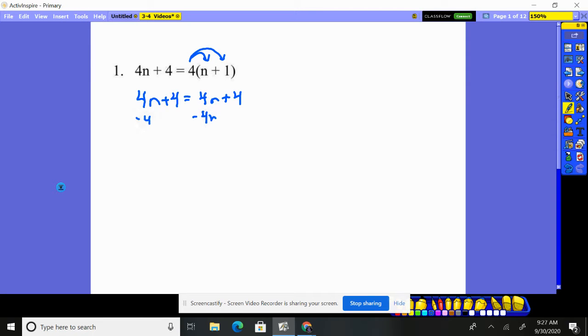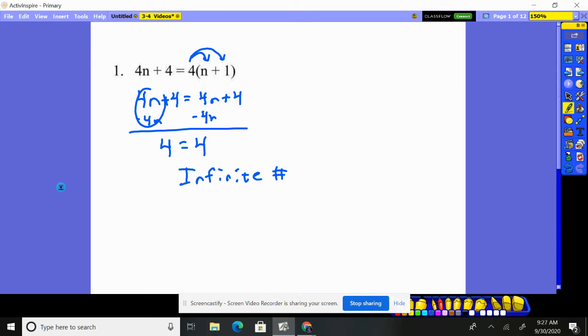We go ahead and move the 4n over, and I get 4 equals, that goes away, and it goes away here too. The n's all disappear, and we end up with 4 equals 4. Now, is that always true or never true? That's always true. That means there's an infinite number of solutions for n. There's an infinite number of solutions.